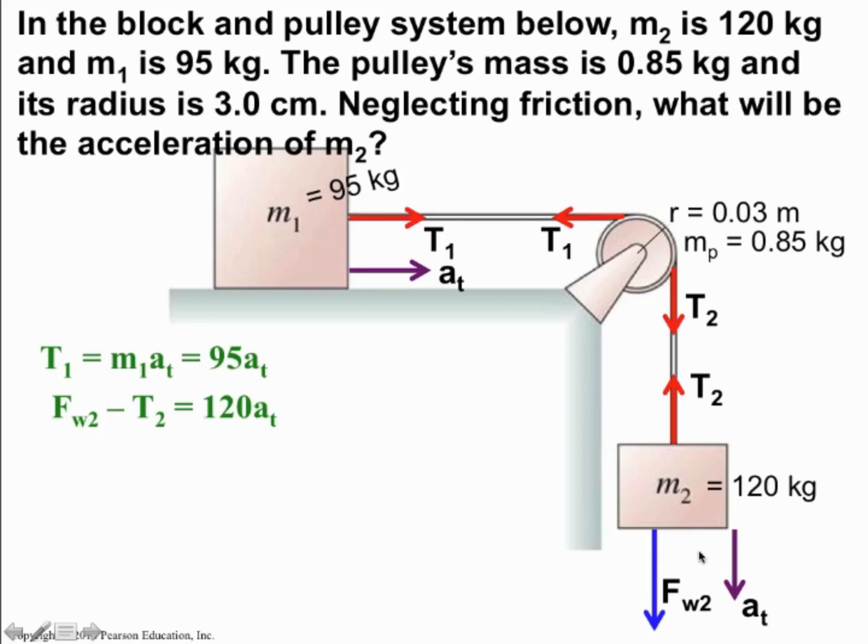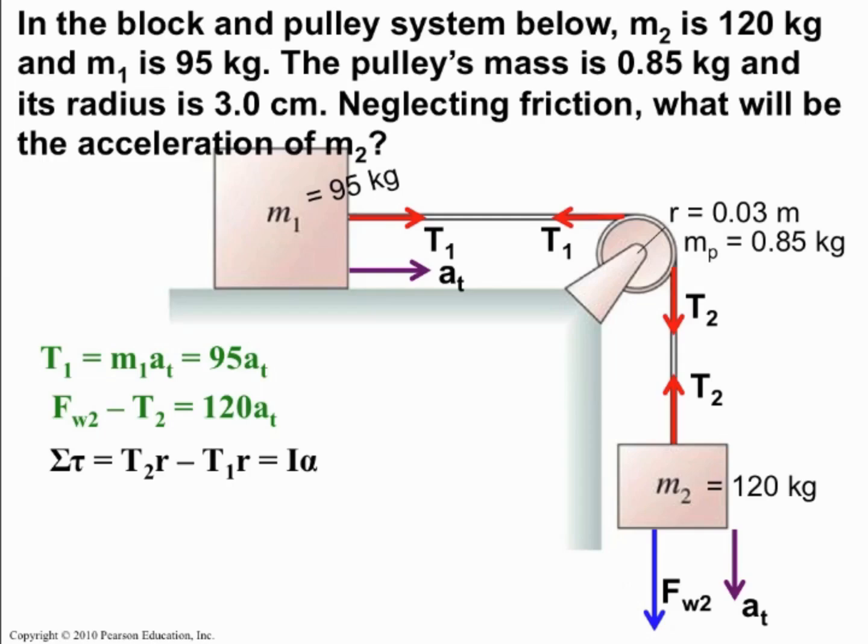Again, we know that the blue F_W2 vector is going to be greater in value than the red T2 vector, because if it weren't, it wouldn't fall. But the T2 vector is going to slow it down, and so the net force F_W2 minus T2 equals 120 a_t. Now, we're going to set up a torque equation. So the net torque equals T2 R minus T1 R equals I alpha.